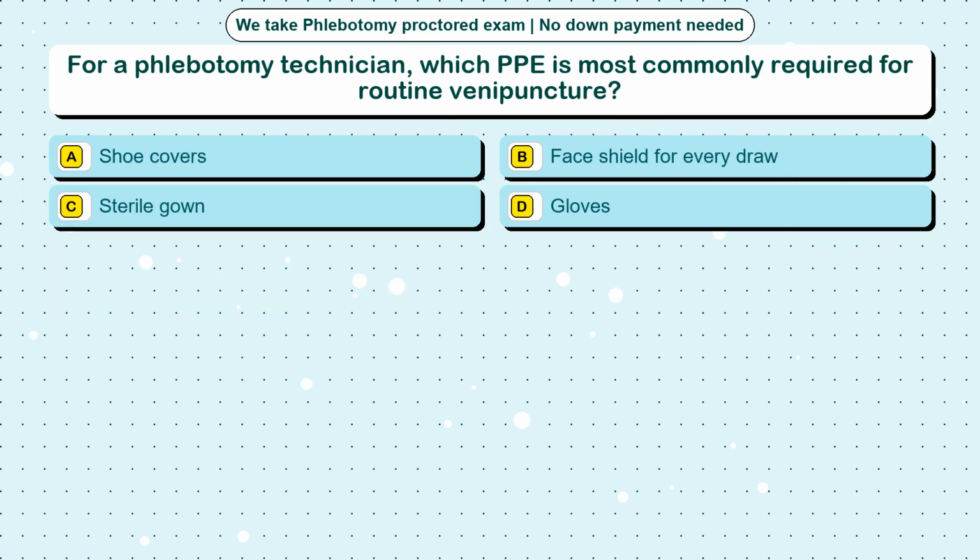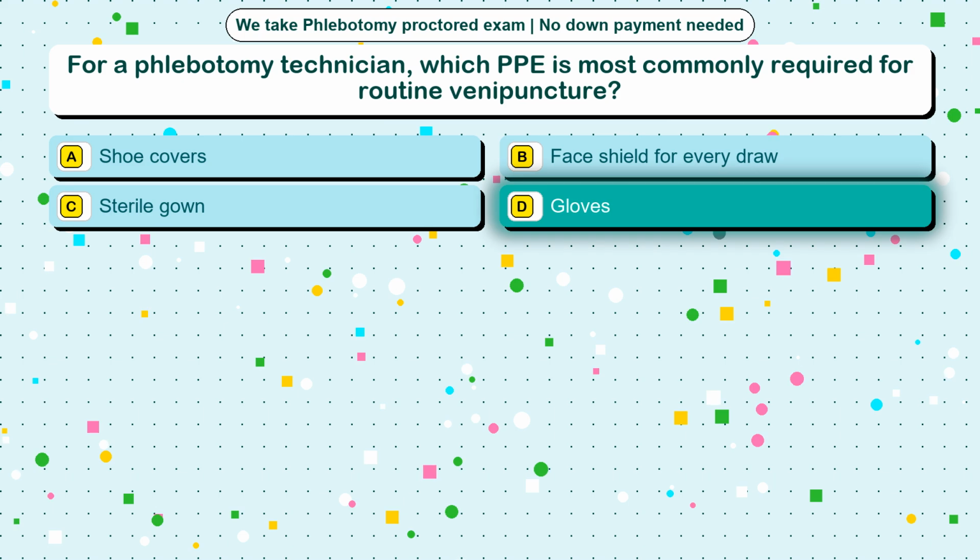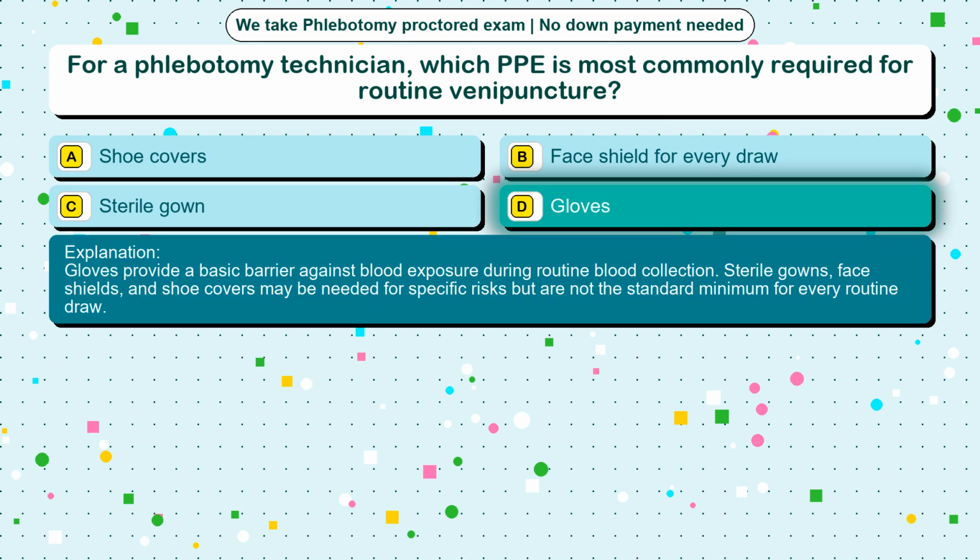Question 85. For a phlebotomy technician, which PPE is most commonly required for routine venipuncture? Option A. Shoe covers. Option B. Face shield for every draw. Option C. Sterile gown. Option D. Gloves. The correct answer is option D. Gloves. Gloves provide a basic barrier against blood exposure during routine blood collection. Sterile gowns, face shields, and shoe covers may be needed for specific risks but are not the standard minimum for every routine draw.